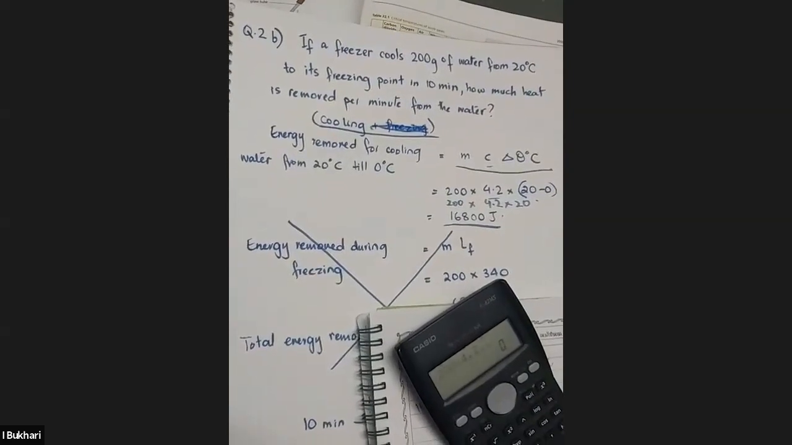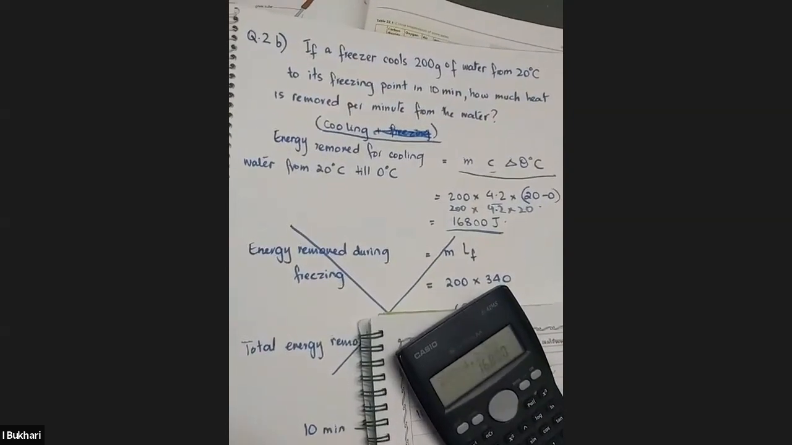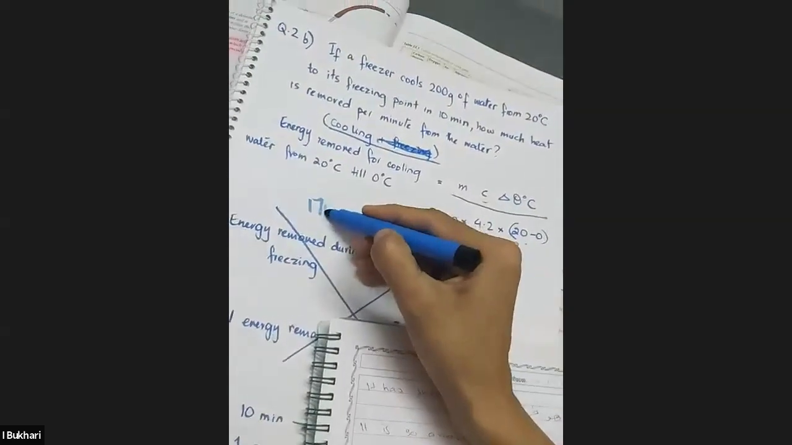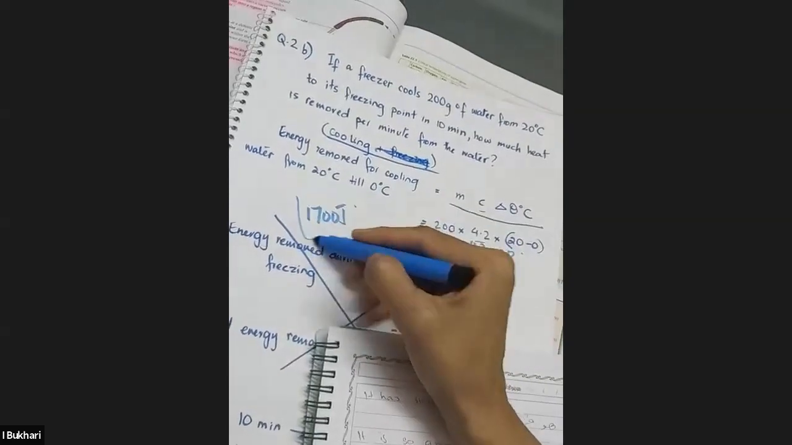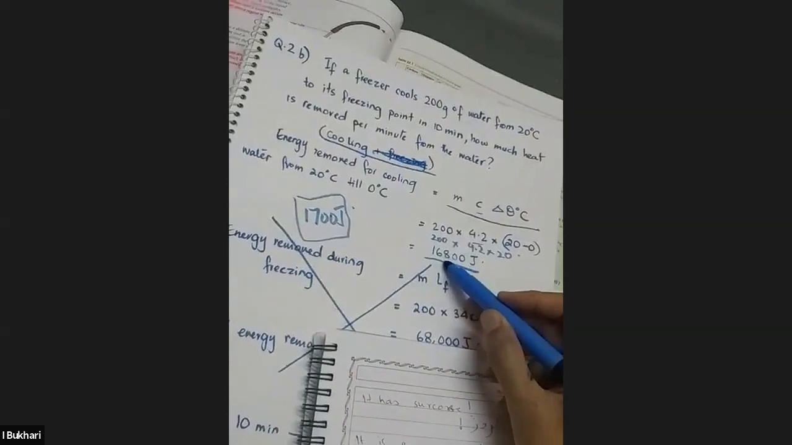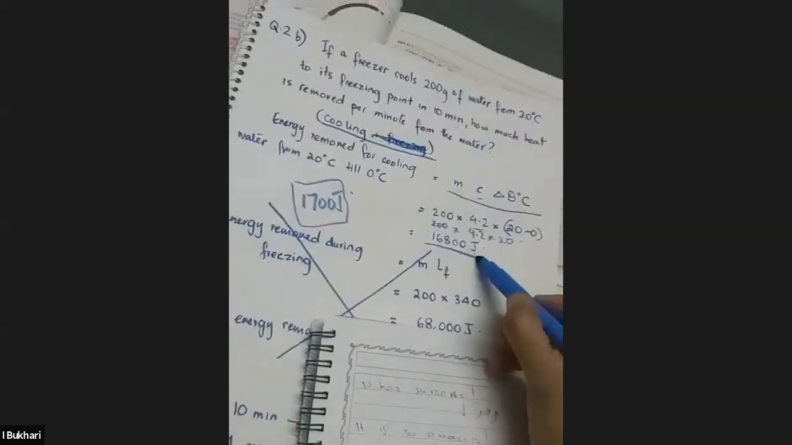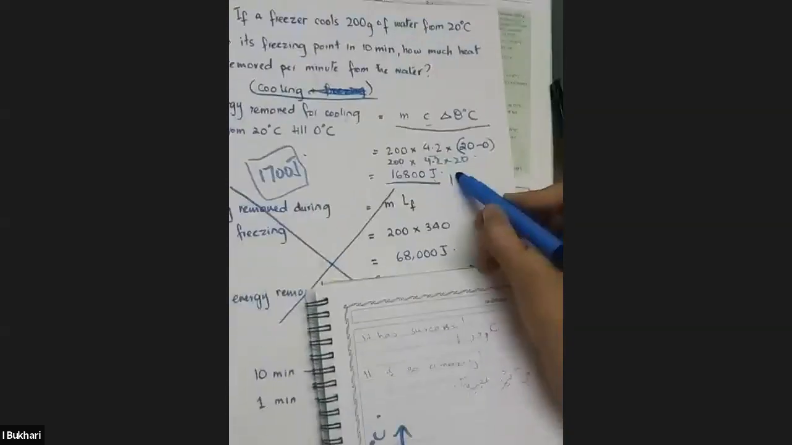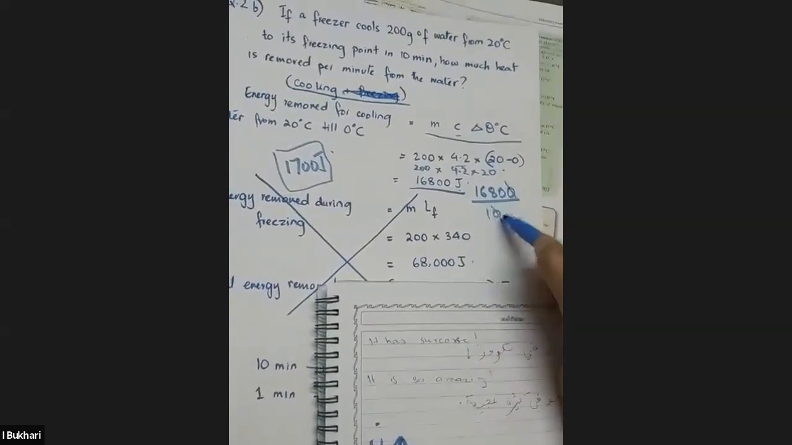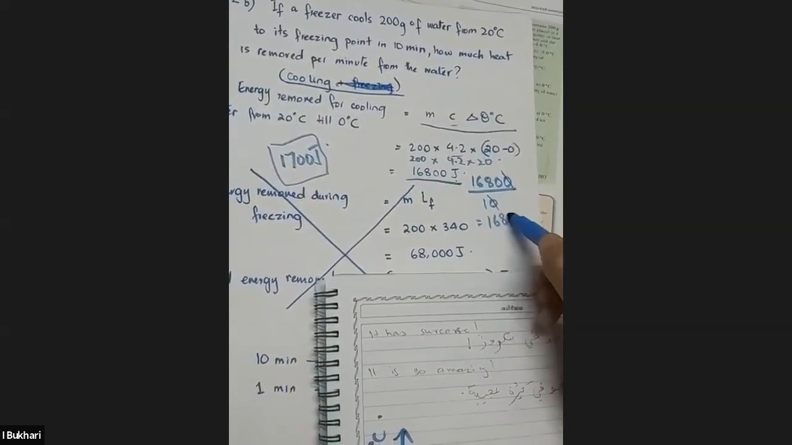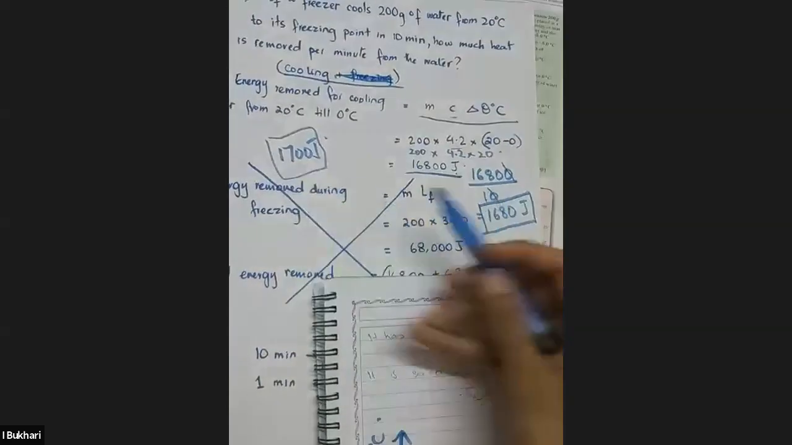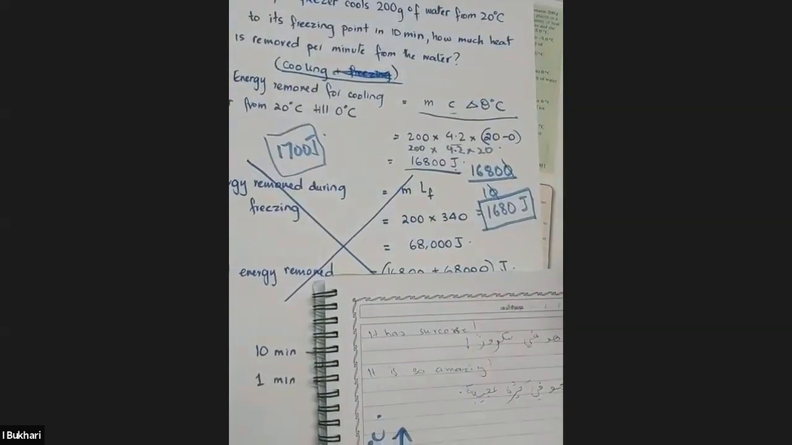By the way, this answer is not the same as the one at the end of your book. Your book is saying 1700 joules. I don't know how they got this. My answer is 16,800. So this is in 10 minutes. For per minute, you divide this by 10, and so you end up with 1680 joules, which is my answer. Maybe they rounded it off to the nearest 100. I don't know.